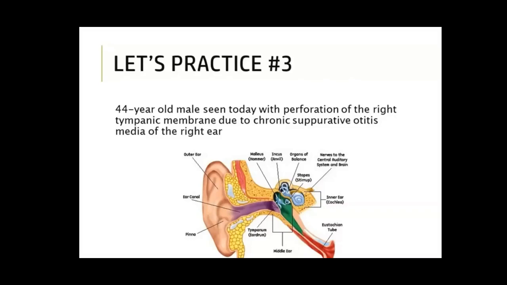H72.9. Yeah, perfect, good. And then this also has our checkbox, so we need to make sure that we add an additional character, right? And many times when we're coding conditions of the eyes and the ears, the additional character is the laterality, right? Was it the right ear, the left ear, bilateral? Same with the eyes. So it's important to make sure that you go that extra step because that's telling the story of the code.